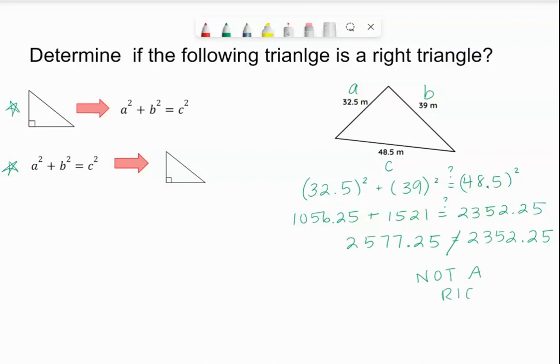So again, anytime you're trying to figure out if it's a right triangle, we're going to do the Pythagorean theorem by identifying the legs and hypotenuse of the triangle, plugging into the Pythagorean theorem, and then testing to see if we get a true statement. If we do, it's a right triangle. If we do not, it is not a right triangle.